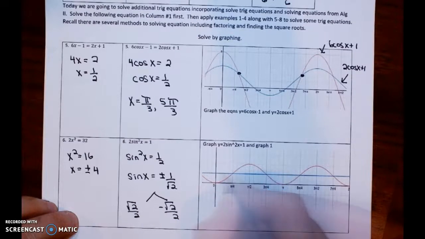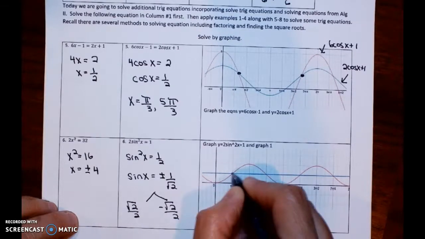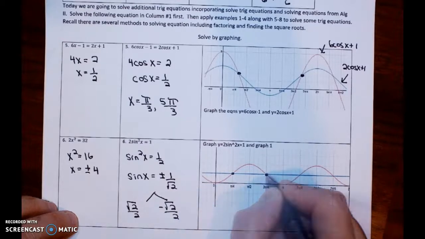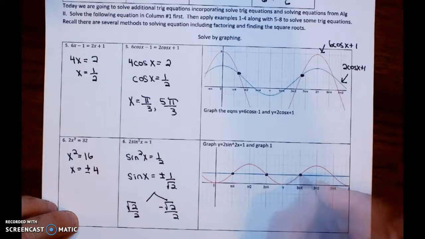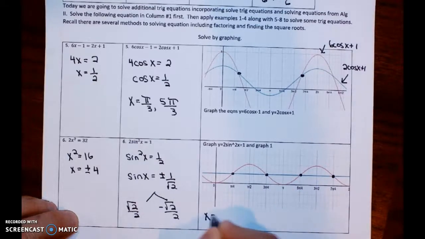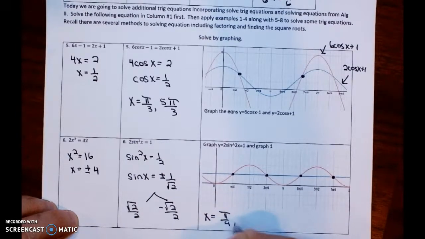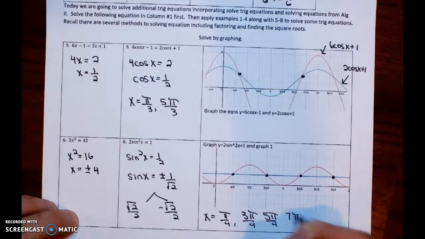Take a look at that intersection, you can see that as well. There's pi over 4, 3 pi over 4, 5 pi over 4, and 7 pi over 4. Let's fit that in here. Pi over 4, 3 pi over 4, 5 pi over 4, 7 pi over 4.